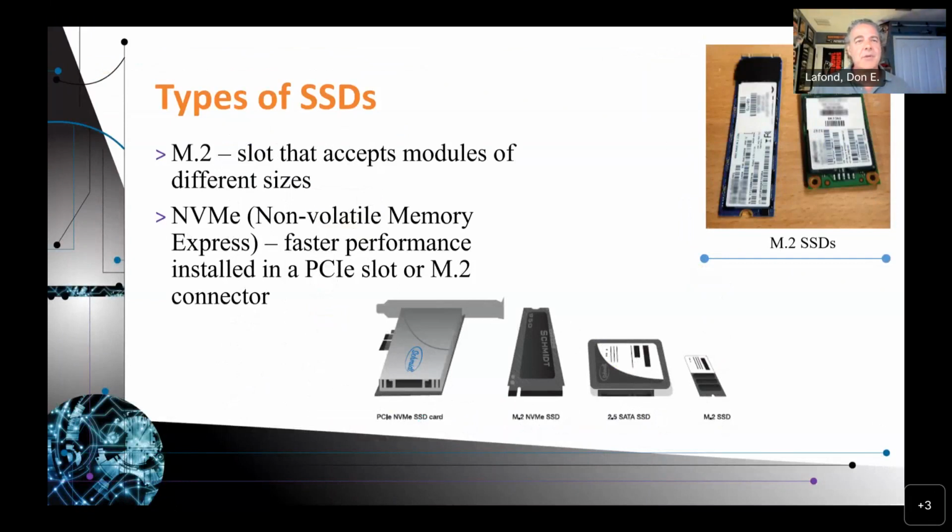NVMe, non-volatile memory express. I talked about non-volatile as well already. M.2 has faster performance, installed in a PCIe slot or an M.2 connector connected to a PCIe adapter. And so it is faster than having a SATA connection. We're going to talk about SATA next. So M.2 drives are faster than the SSD that I was just talking about. This guy right here, this is the same size. They do come in different form factors, but this is what they look like.